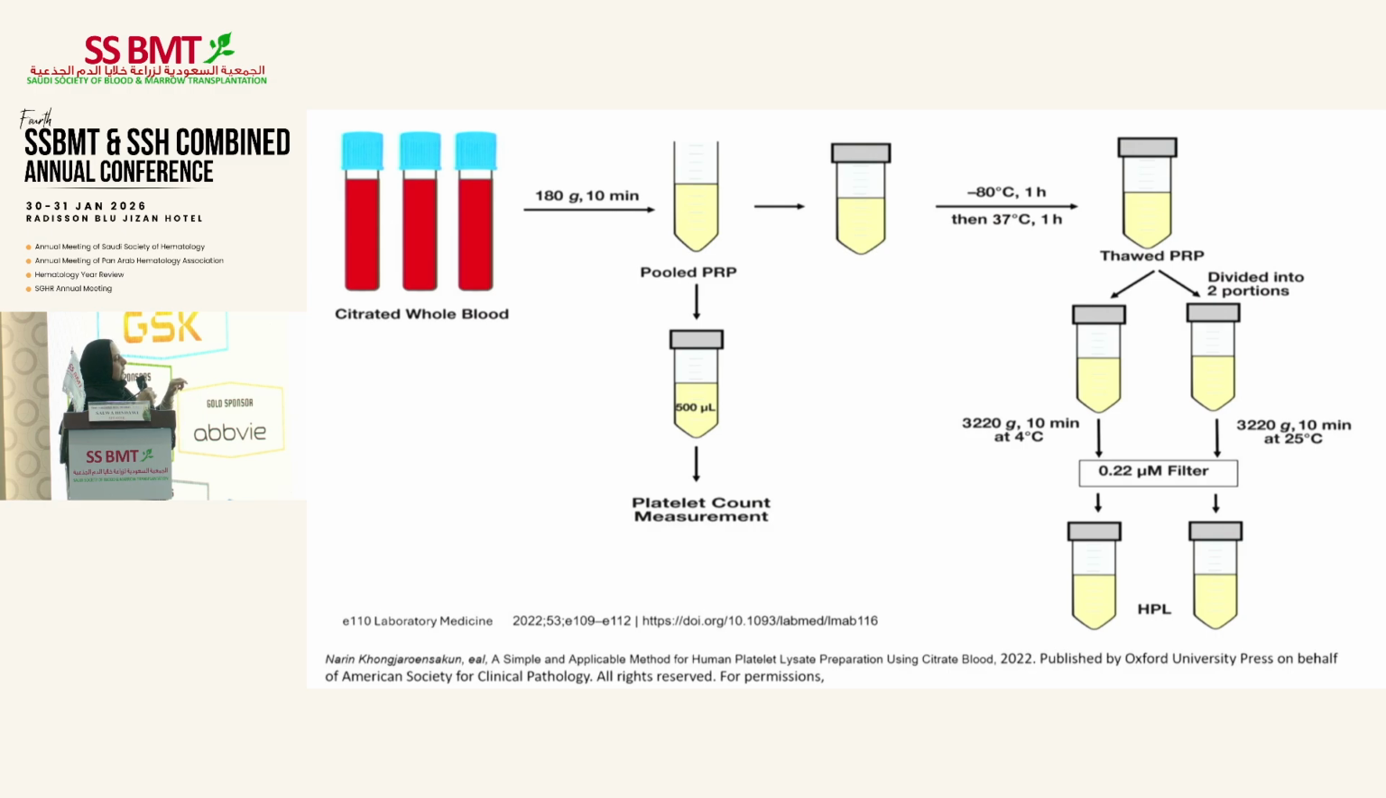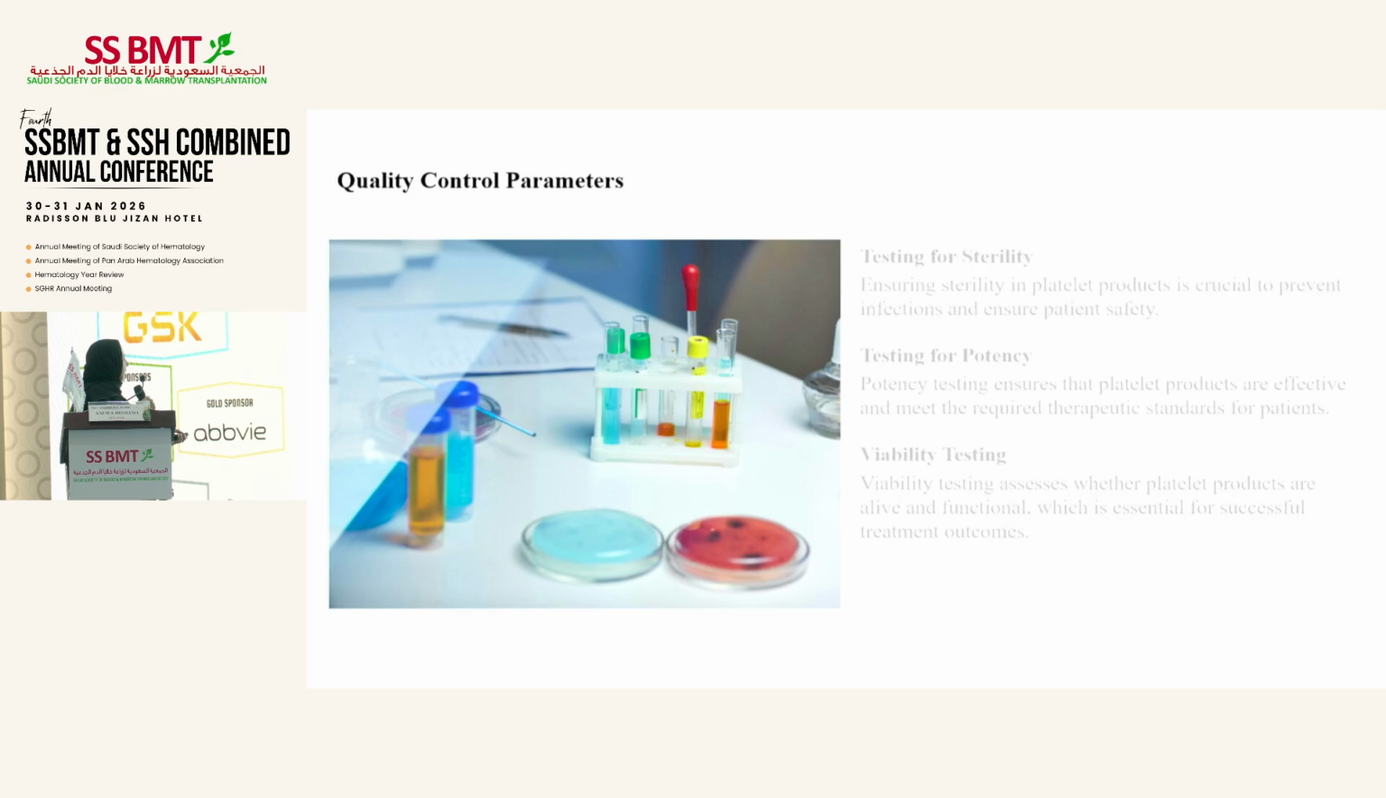Then, after spinning it, you divide it into two tubes, and these two portions you also centrifuge for 10 minutes. All this centrifugation is to lyse the platelets and get the growth factors. Pass it through specific filters, 0.22 micron, and then you keep it for use. This is an easy way to do it, especially from autologous platelets for on-patient use.